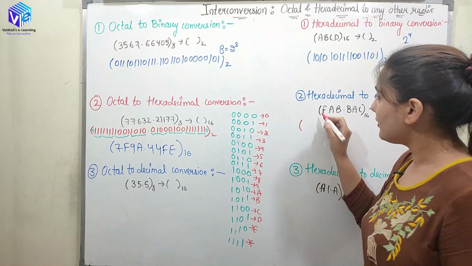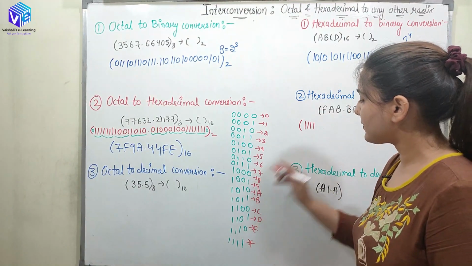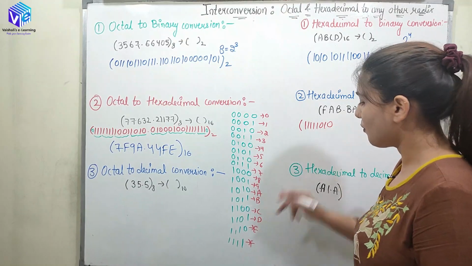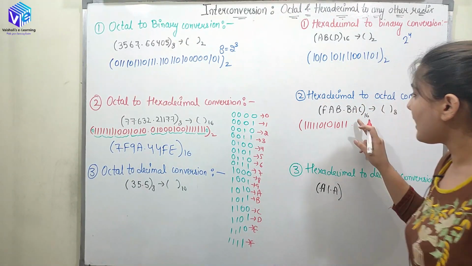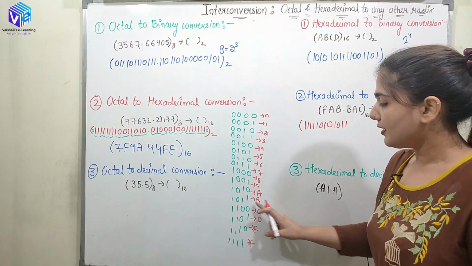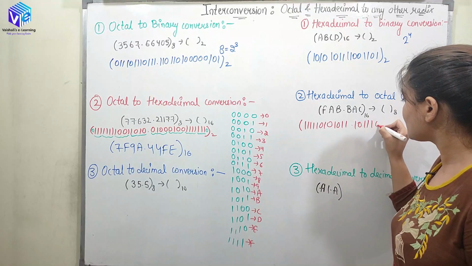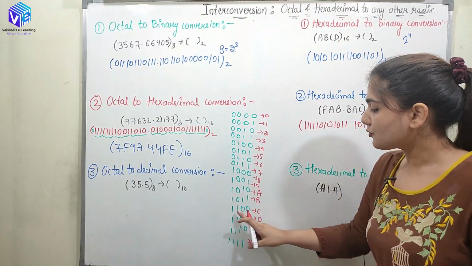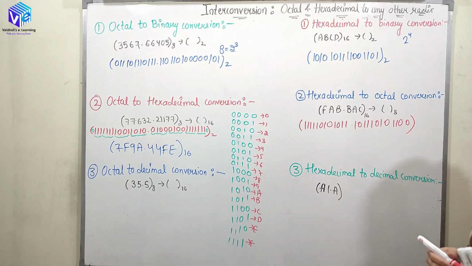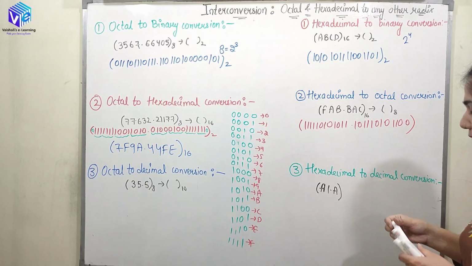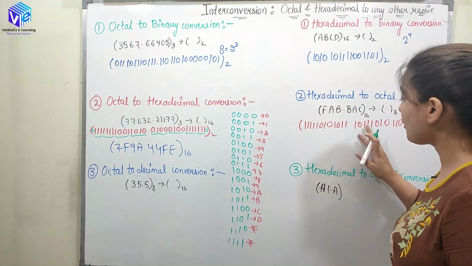So now the F can be represented as 1111, A can be represented as 1010. What is B? B is represented as 1011. Then we have BAC. The B is represented as 1011, A is represented as 1010, and now C is represented as 1100. Now what I have to do? I have to make the grouping. So now you can group these 3. I have to make the grouping of the 3.